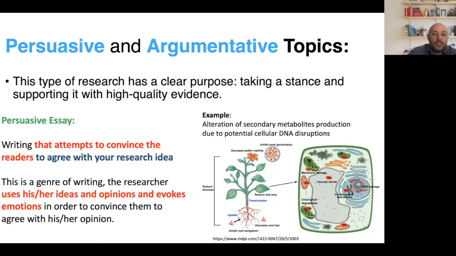In general, in this genre of writing, the researcher uses their own idea and opinion to evoke emotion in order to convince readers to agree with their opinion. For example, alteration of secondary metabolites production due to potential cellular disruptions. There you don't have really direct evidence, so you have to bring a lot of supporting evidence to prove that your idea, that the alteration of secondary metabolites maybe comes from DNA disruption in the cells.